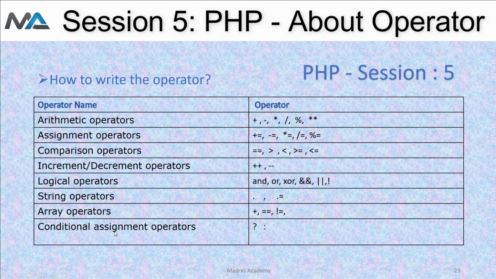And conditional assignment operator. So here we can name it another name, we can call it the ternary operator. Okay, in a single line we can check the condition. So for that we can use it. And here we are using a question mark and a colon. Okay, only in a single line we can check two numbers and we can print the output using this operator. And how to use this operator, we'll see that later.